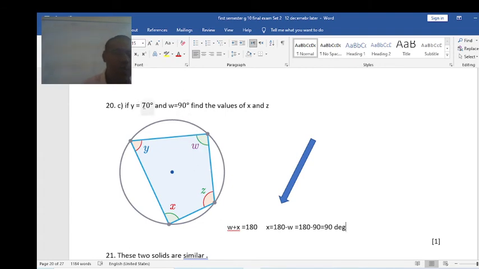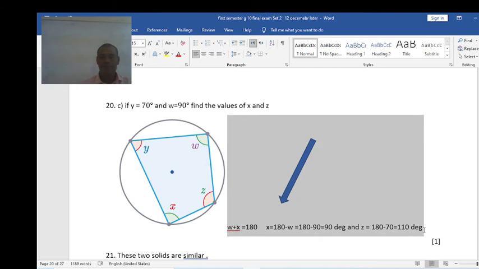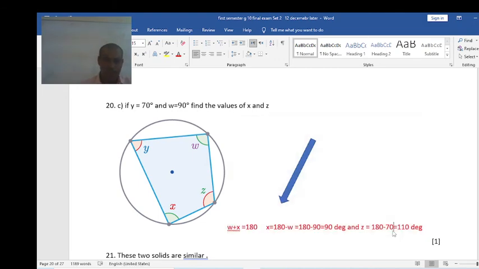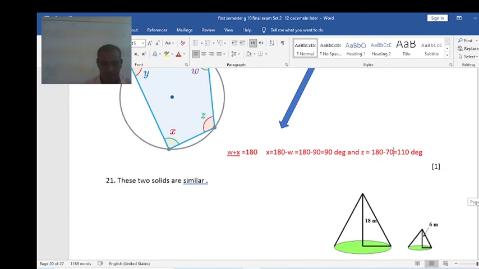Now for Y equals 70, Y plus Z should be 180. So the angle Z is equal to 180 minus 70, which is equal to 110 degrees. Clear? Okay. The next.